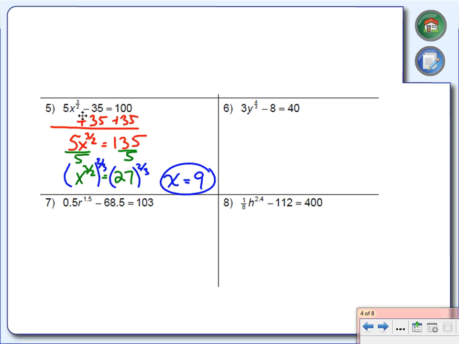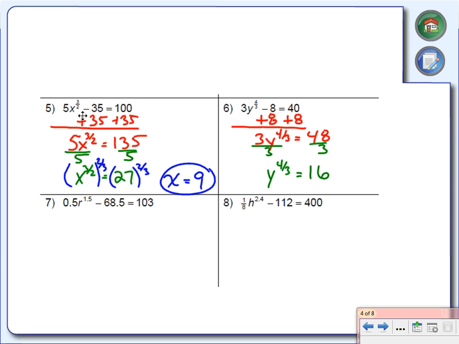Okay, number 6, more of the same thing. Let's start by adding 8 to both sides. 40 plus 8 is 48. Next thing I'm going to take care of is the 3 that's in front of the variable. So let's divide by 3. 48 divided by 3. What is 48 divided by 3? 16.